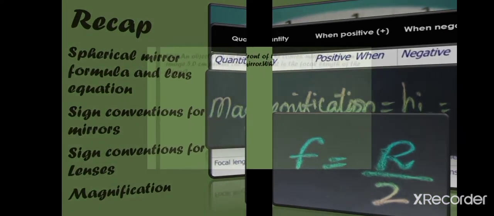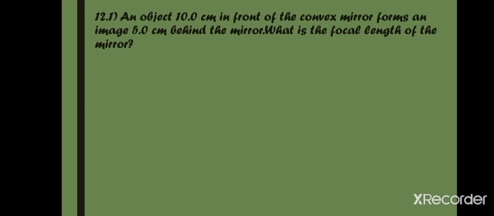Let's start with 12.1. Look at the statement. An object 10 cm in front of the convex mirror forms an image 5 cm behind the mirror. What is the focal length of the mirror?